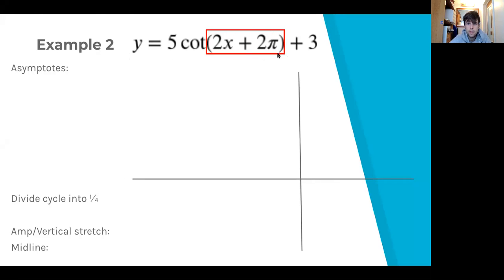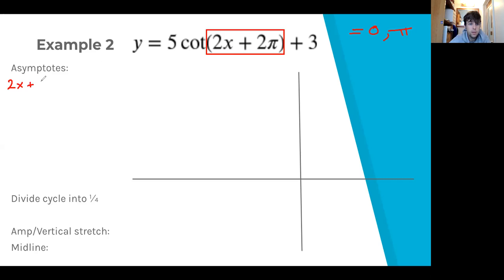We're going to take what is inside of the trig function, cotangent in this case, and use that to solve for some asymptotes. The values we use are different for cotangent. For cotangent, we're going to set it equal to 0 and to pi to find our two asymptotes.